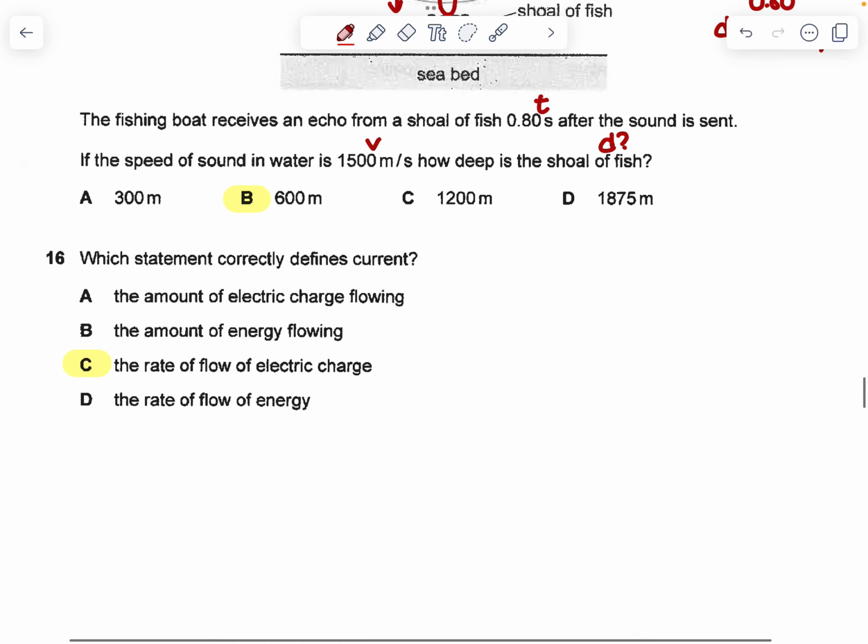Question 16. Which statement correctly defines current? The formula is Q equals I t. So current is actually equal to the charge over time, the rate of flow of electric charge, not electrons only, but electric charge.